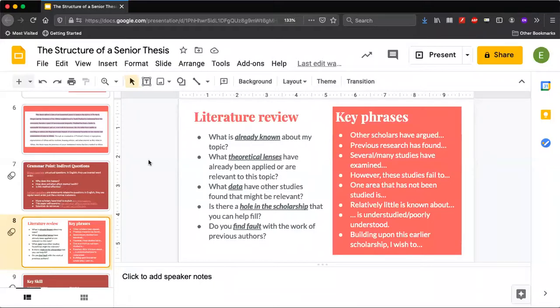Do you find fault with the work of previous authors? Maybe they're too narrow in their thinking, or you think they're misinterpreting something like that. So I think the crucial part that I want to emphasize here is this last part, right?